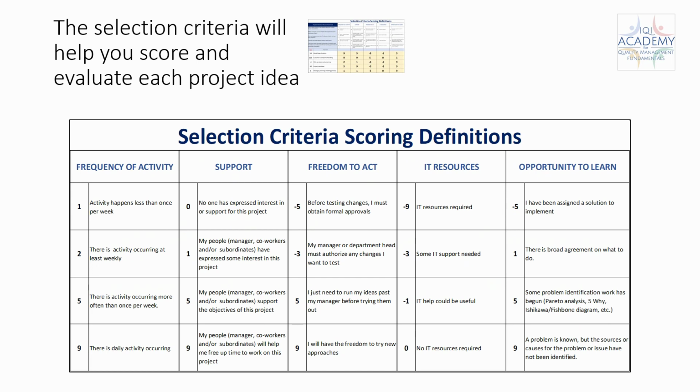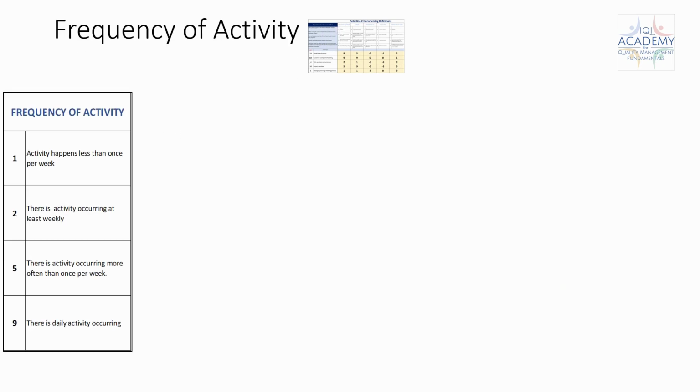We will use 5 different criteria to score and evaluate each project idea. I will explain the scoring for each of the criteria. Frequency of activity. During the Academy, you will be expected to complete at least one short learning cycle with your project each week. This is much easier to do if there is frequent activity in the work or process. Because of the importance of frequent learning cycles, this is a highly weighted criteria. It will be much easier for you to test your improvement actions when there is daily activity occurring. The scoring for this criteria helps to increase the chances that you will select a project that will help you to learn each week.